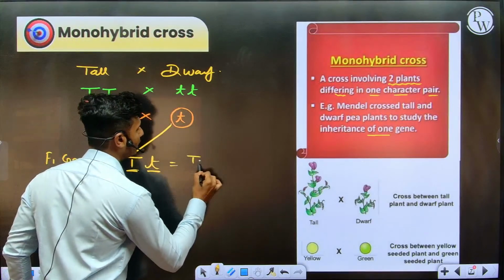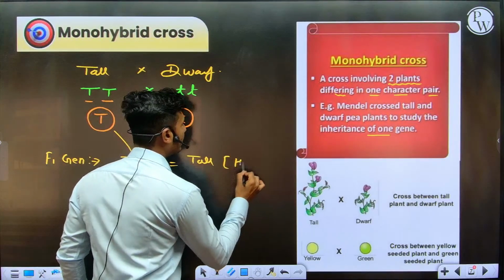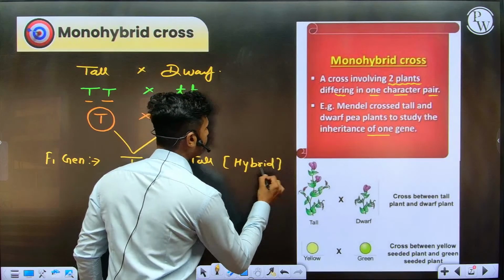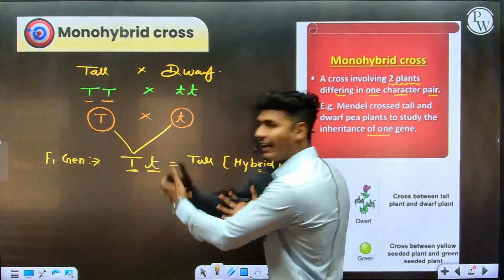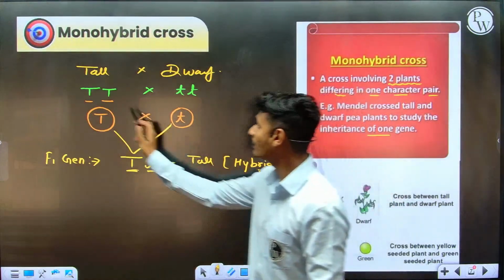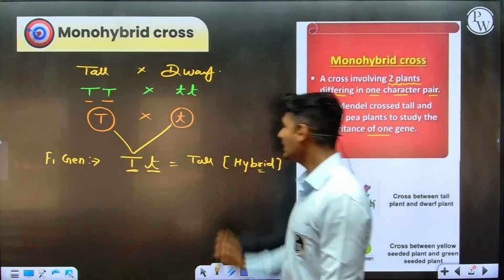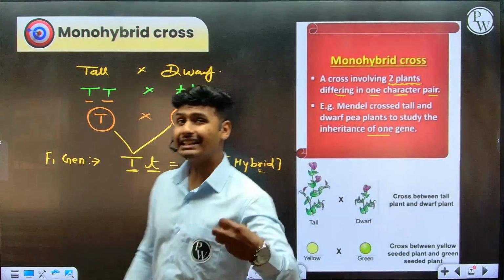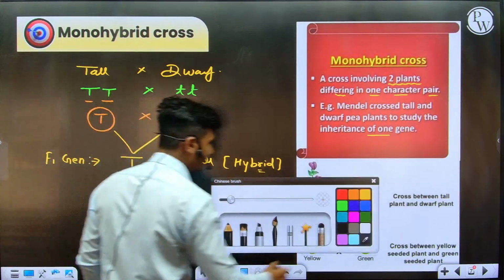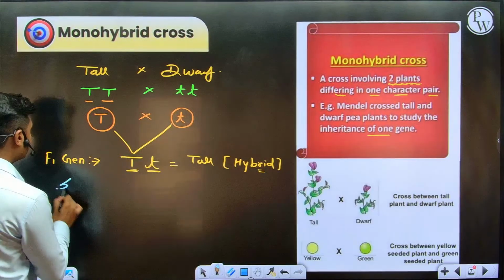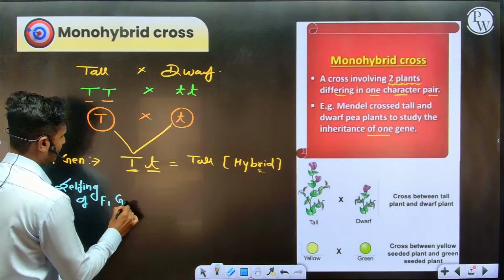This is tall. The characteristic of this is tall, but it is hybrid tall. Why is it hybrid? Why is it not pure line? Because it is produced with the help of two gametes, coming from the pure line tall and pure line dwarf. So this is a tall plant. Now for collecting the ratio, we have to self cross this F1 generation. So my next statement is selfing or self cross of F1 generation.